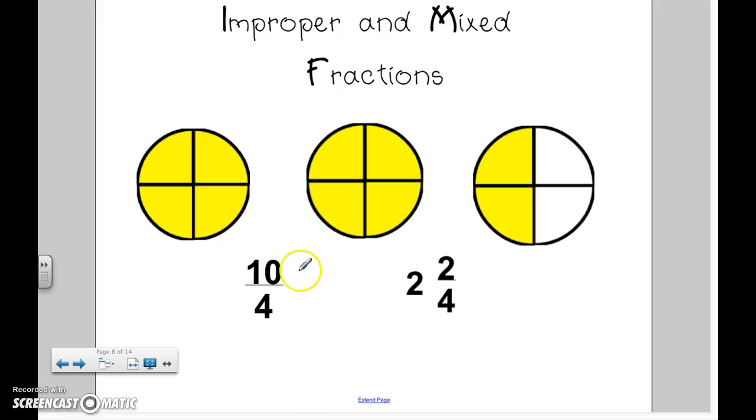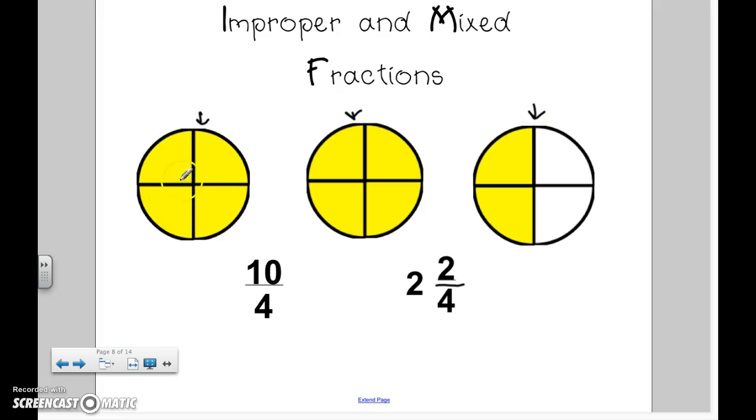So let's look at this. Whenever you have an improper or a mixed fraction, the denominator is always going to be the same. So as you can see here, both denominators, this line is a little bit blurred up here, but both denominators are a 4. The reason why is because we are concentrating on one circle at a time.